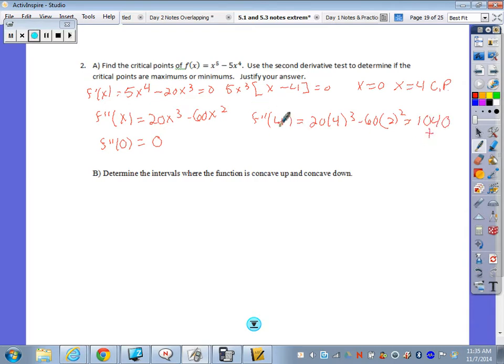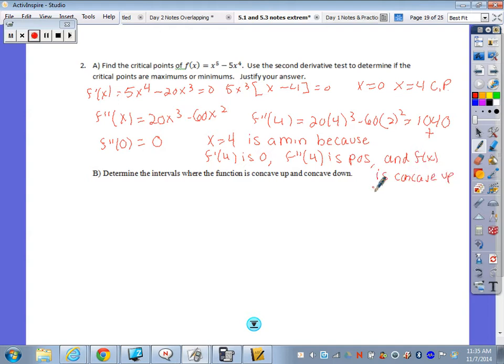Now, we can tell x equals 4. So if we were doing this, x equals 4 is a min again because f prime of 4 is 0. f double prime of 4 is positive, which makes f of x concave up at x equals 4. Okay. So that would be my justification.